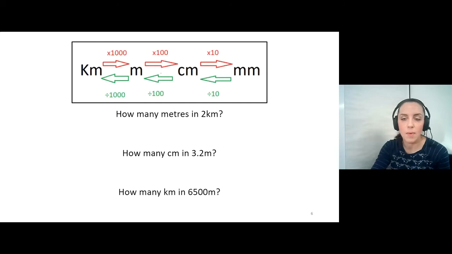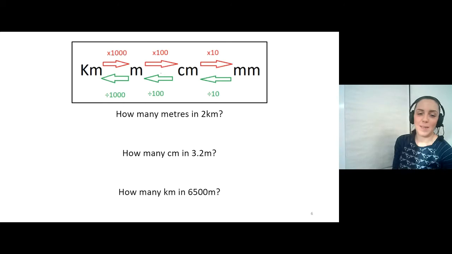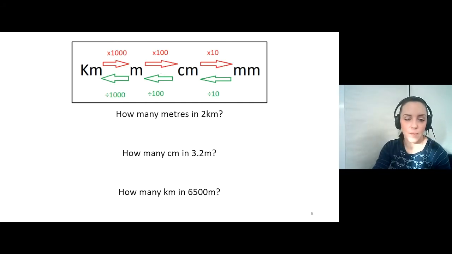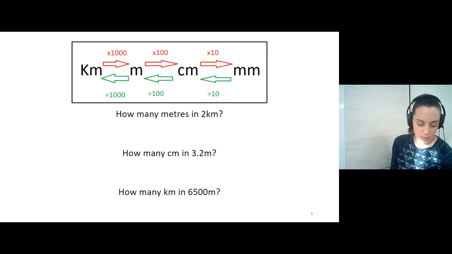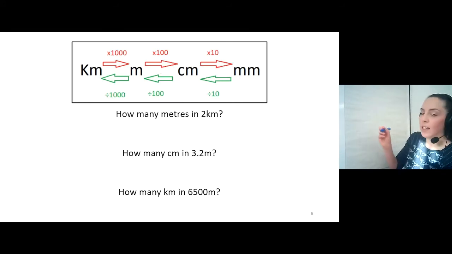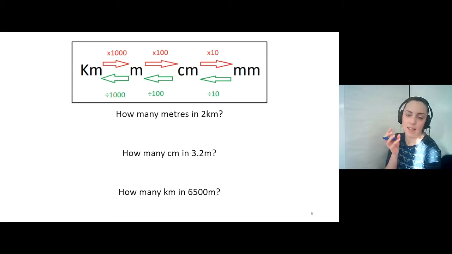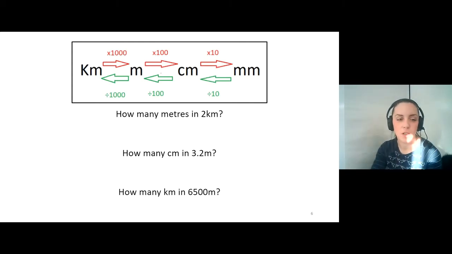So let's look at the image at the top. If we need to go from kilometers to meters. Going from kilometers to meters. So 2 kilometers is how many meters? Perfect. 2,000 meters. Now, some people struggle. Like I said, kilo is the thing that some people really do struggle with.